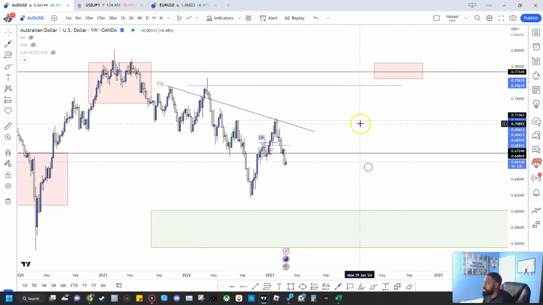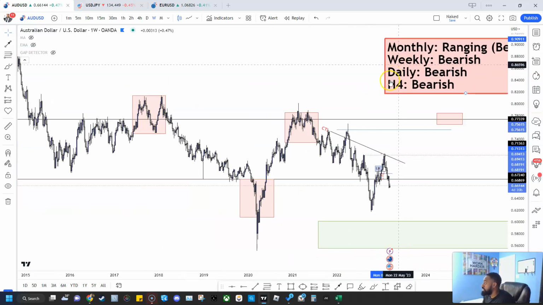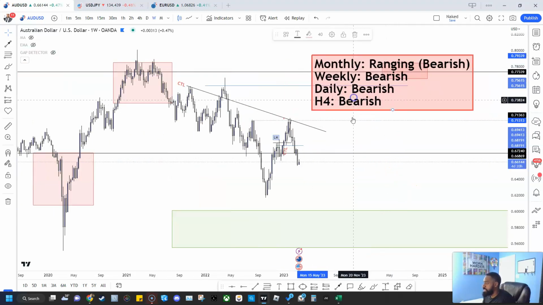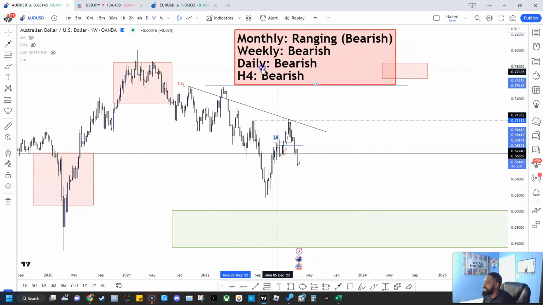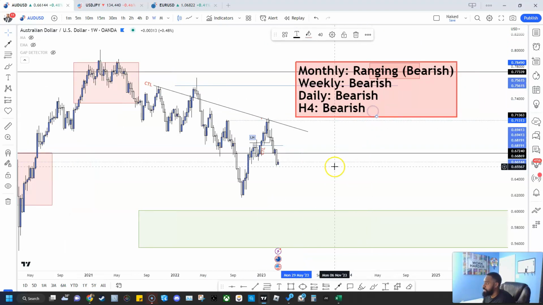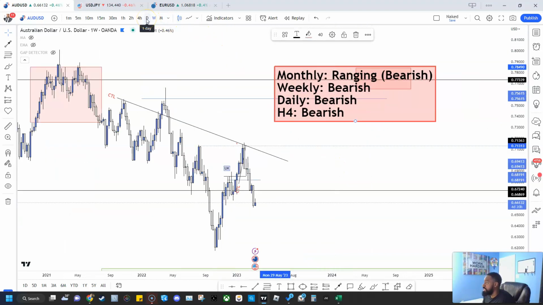But higher time frame volume is very important. Don't go against higher time frame volume. Sometimes you can, but the majority of the time, it's just easier to go with the trend. But yeah, so we're at weekly bearish. So let's go to the daily.